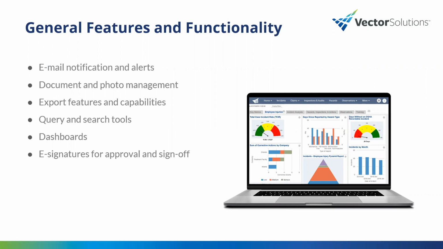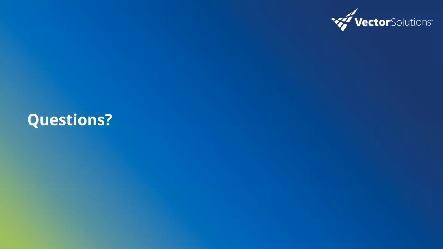We have search and filter tools within each of the modules, within reporting, that really help you narrow down the records you need. And of course, the dashboards, which will give you that quick high-level view of your data. And in some modules, we even offer e-signatures for approval and for sign-off. And that's it for Vector EHS.